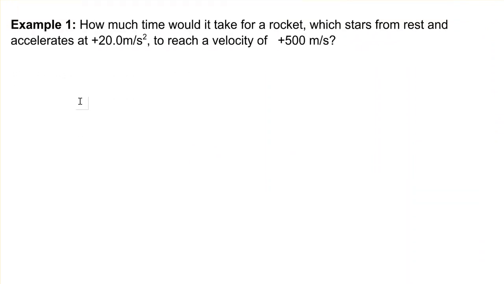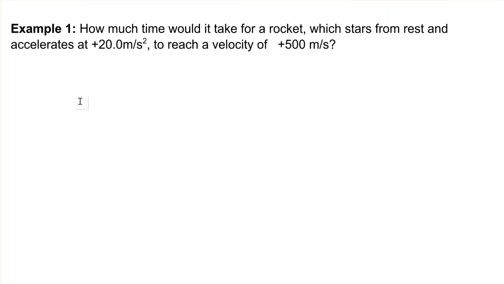Example number 1: How much time would it take for a rocket which starts from rest and accelerates at positive 20 meters per second squared to reach a final velocity of positive 500 meters per second? No problem. Let's do this.